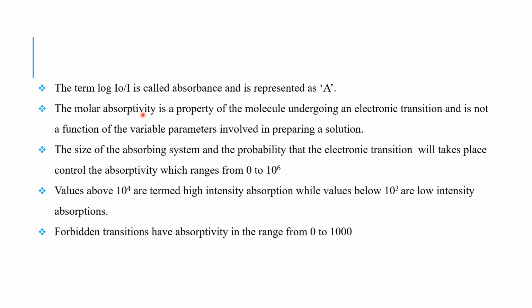Now, the molar absorptivity, or epsilon, is a property of the molecule undergoing an electronic transition, and it is not a function of the variable parameters involved in preparing a solution. So the size of the absorbing system and the probability that the electronic transition will take place control the absorptivity, epsilon. That ranges from 0 to 10 raised to 6. Values above 10 raised to 4 can be called high intensity absorption, while values below 10 raised to 3 are low intensity absorptions. We can also observe forbidden transitions, in the range 0 to 1000. That is the molar absorptivity for a forbidden transition.